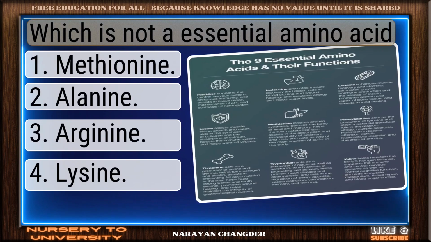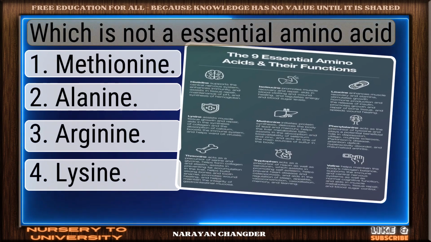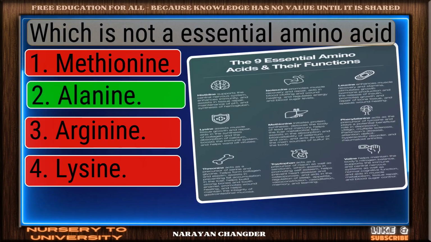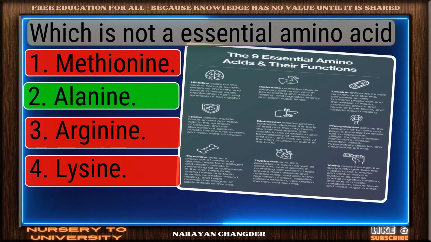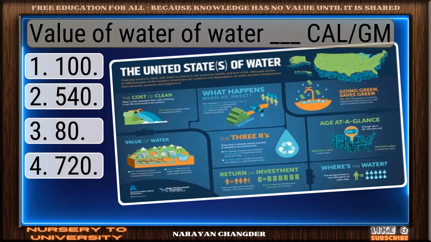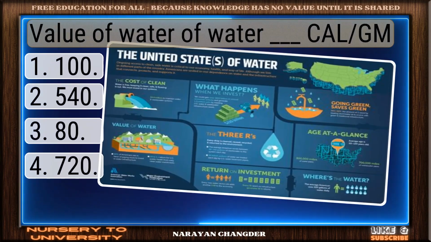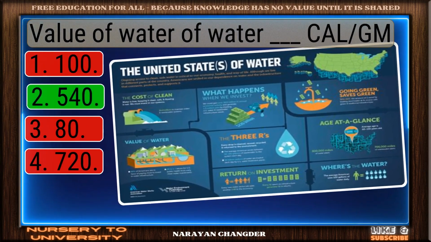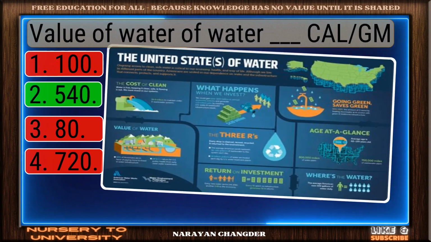Question number 64. Which is not an essential amino acid? Perfect. Alanine is the correct choice. Question number 65. Value of water dash cal/gm. Well done. 540 is the right choice.